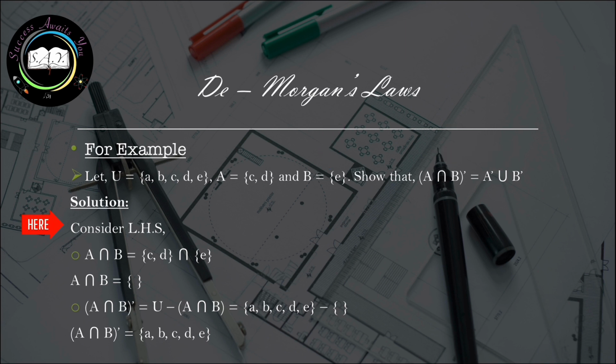First, consider left-hand side. Take A intersection B. Since there is no common element, the answer will be a null or empty set. Now take its complement, and since there is no common element to eliminate, the universal set as it is will be our answer. That is, alphabets A to E.